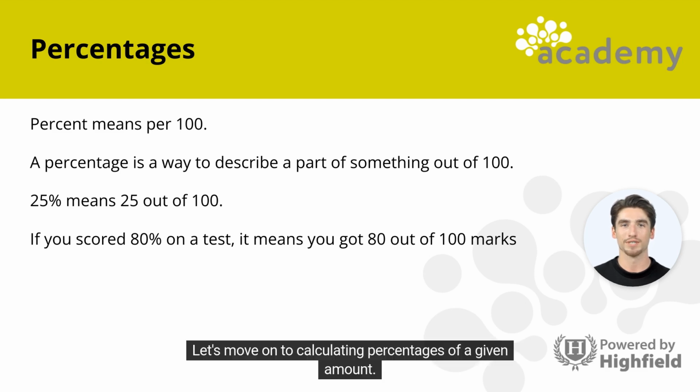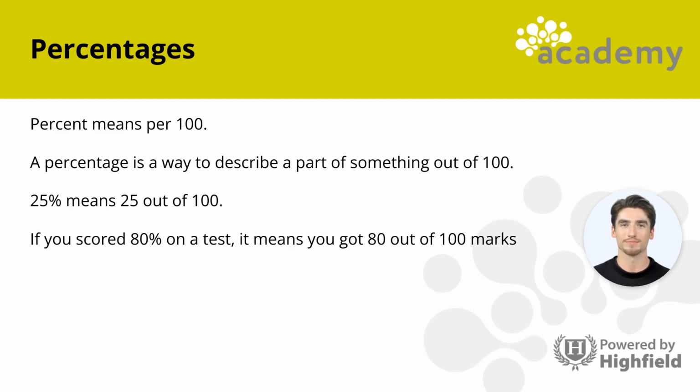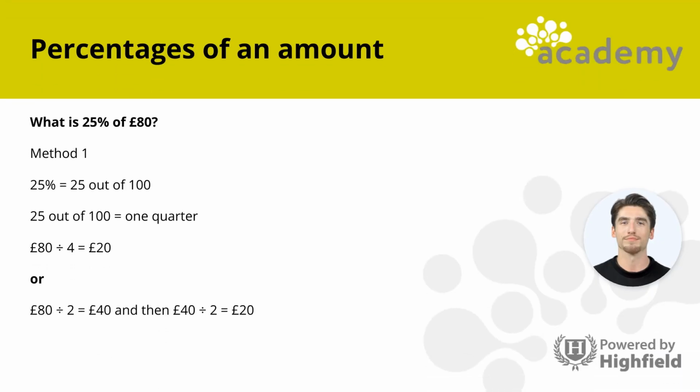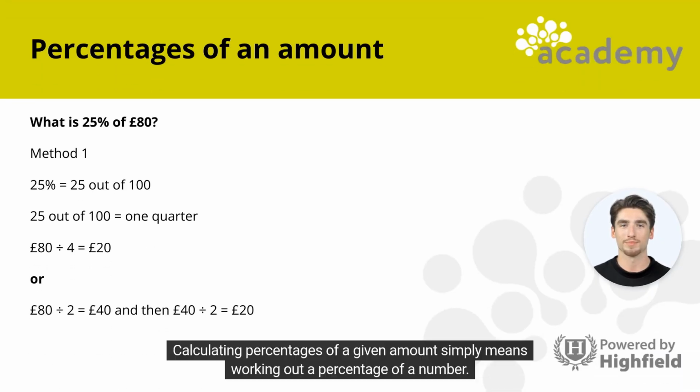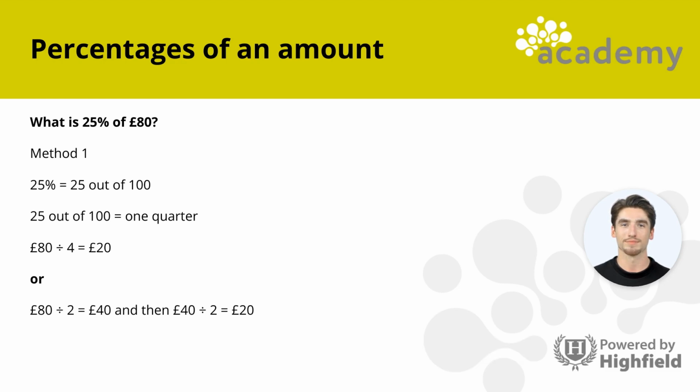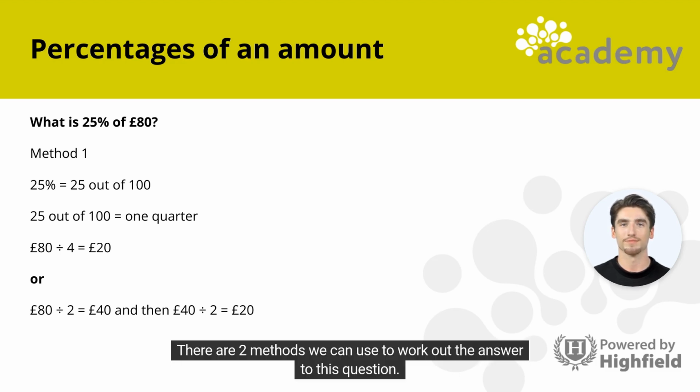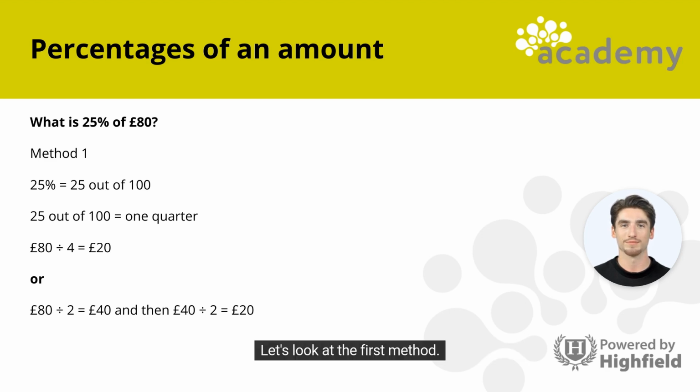Let's move on to calculating percentages of a given amount. Calculating percentages of a given amount simply means working out a percentage of a number. Let's look at an example. What is 25% of £80? There are two methods we can use to work out the answer to this question. Let's look at the first method.